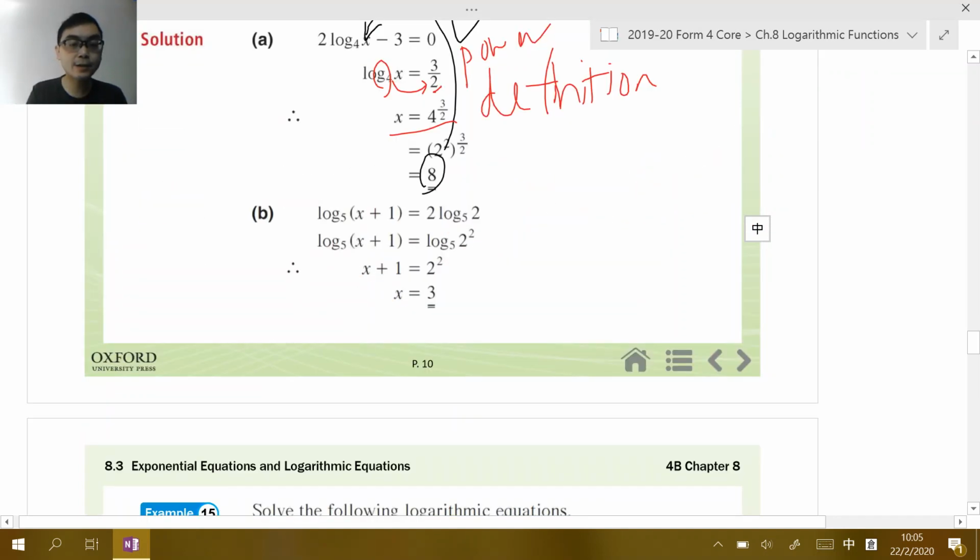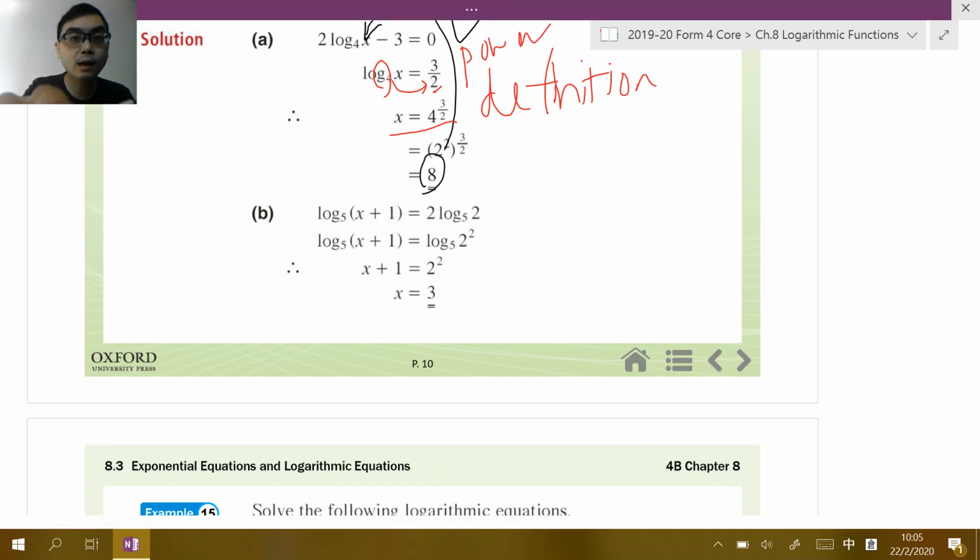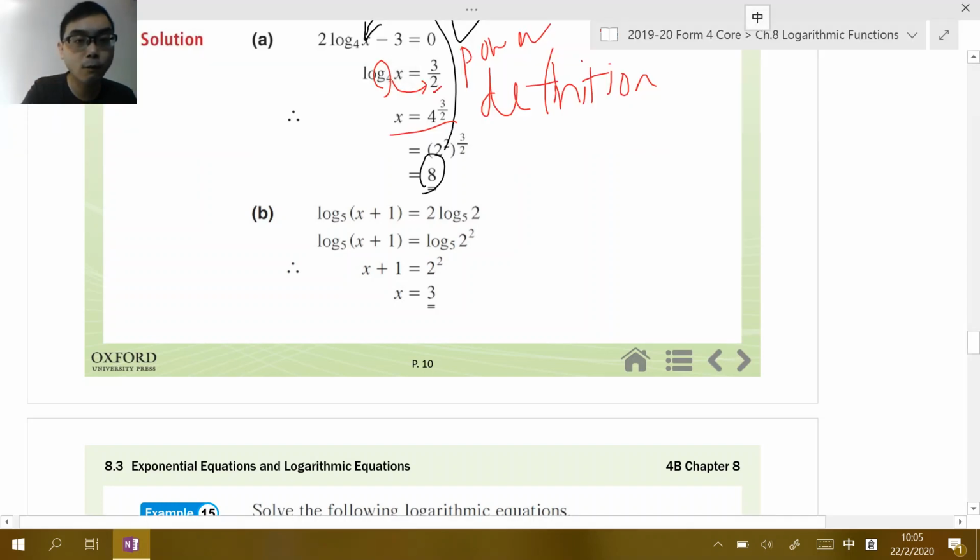Now, you can see this time there are two terms, one term on the left, one term on the right, both with the base log 5 here. The most important thing is that if you have two terms with the same log 5, you can just cancel. For 2 log 5 2, you put back the multiple 2 as the power. Then the two terms on the left and right will have the same log 5, and you can simply cancel them.